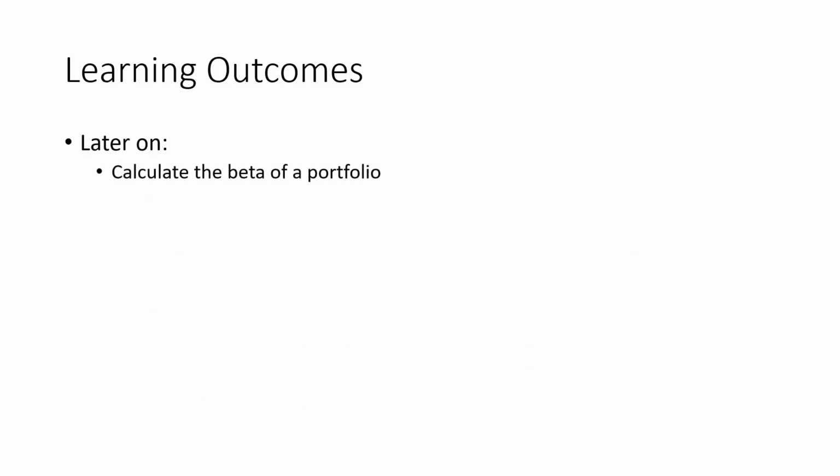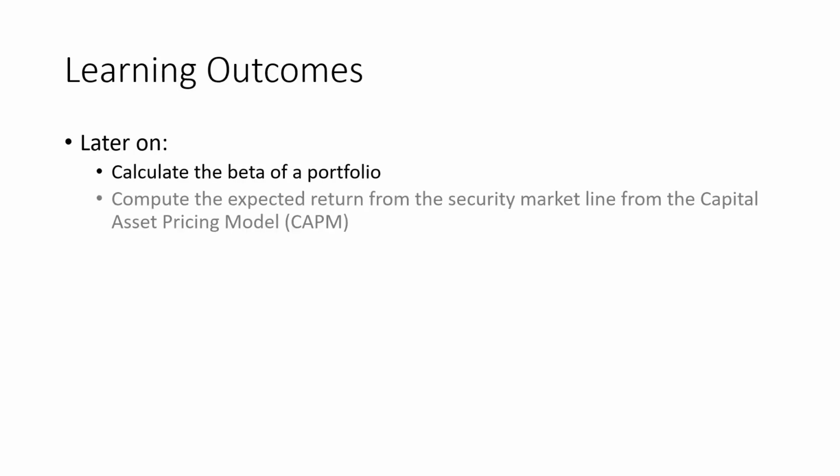Later on, they would be able to create the beta of a portfolio to create a certain specific target risk that they want to incur. And then we'll talk about the capital asset pricing model and how to create a target using the capital asset pricing model and the security market line.